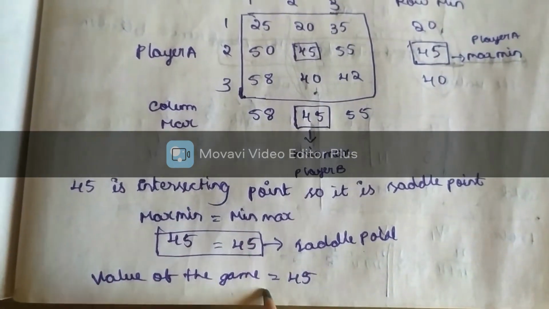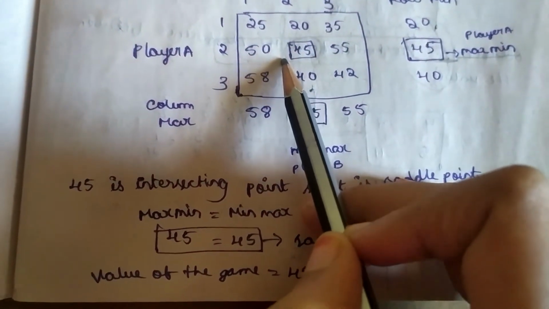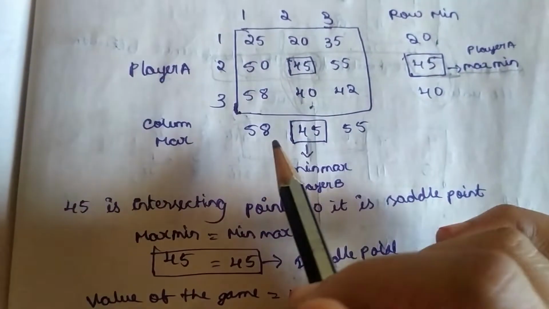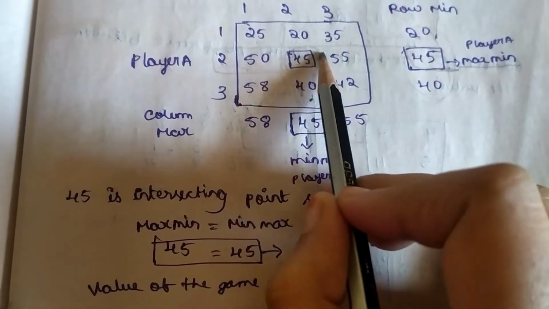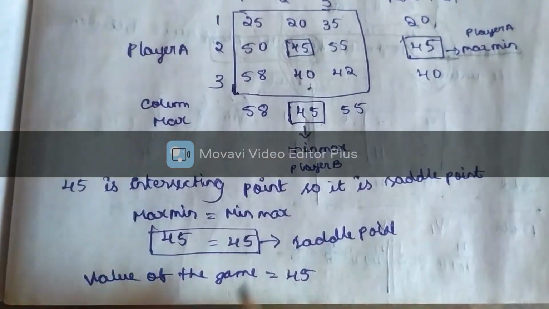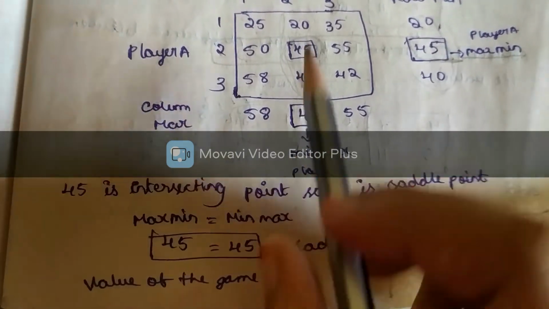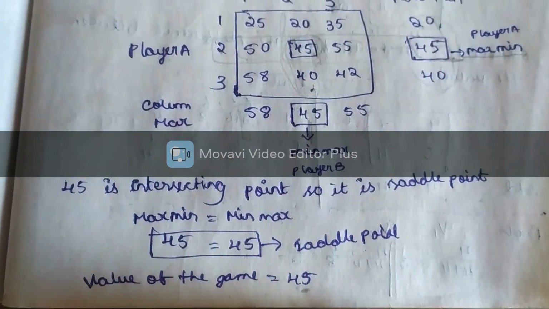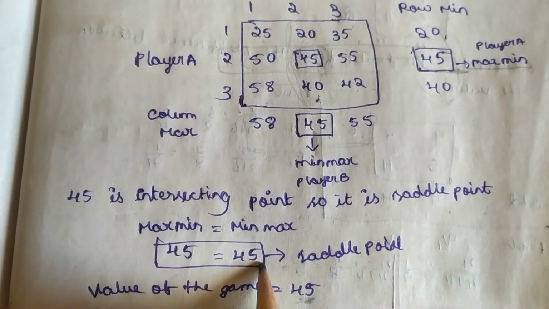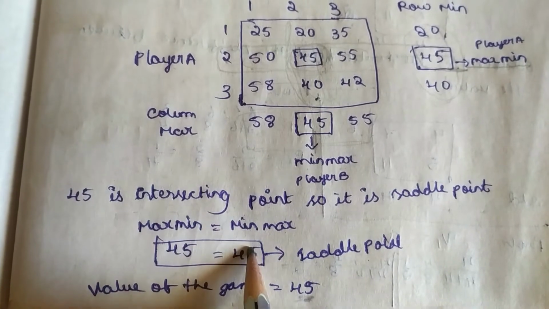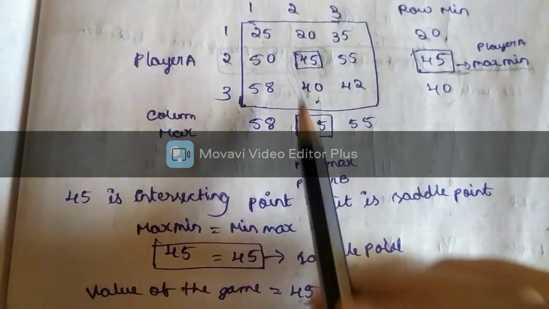So the value of the game is the intersecting point that we have found. If the game has a saddle point, then the value of that cell at the saddle point is the value of the game. See, this 45 is the value of the game. And this 45 equals the maximin value and the minimax value. 45 is the intersecting point, so we have a saddle point.